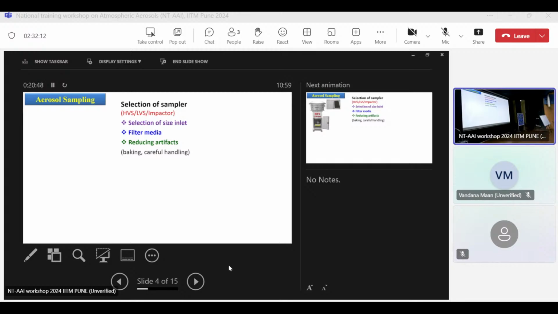30 liter per minute. That is not high volume.